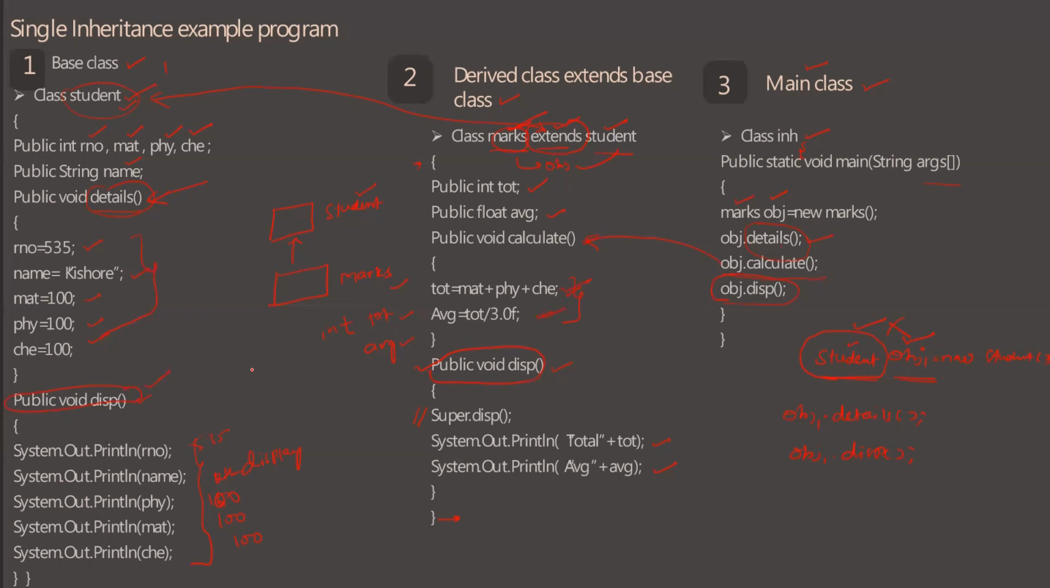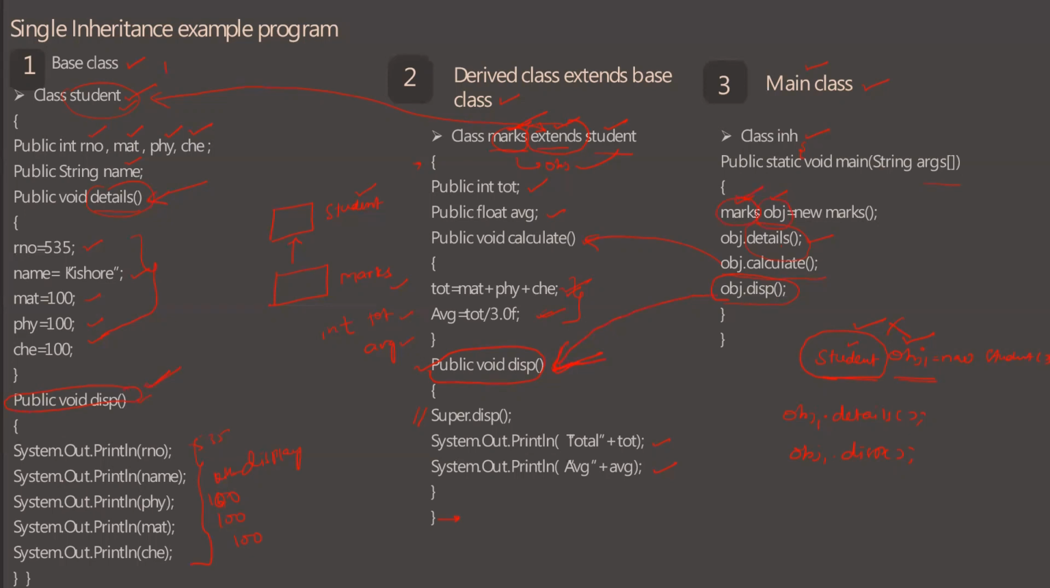So display method is there in base class. Display method is there in derived class. So when I say obj.display, to which display method will it go? Whether it will go to your derived class display method or to the base class display method? Very, very important, right? So when I say obj.display, it comes to the display method of your marks class, the derived class, because the object is created for your marks class.